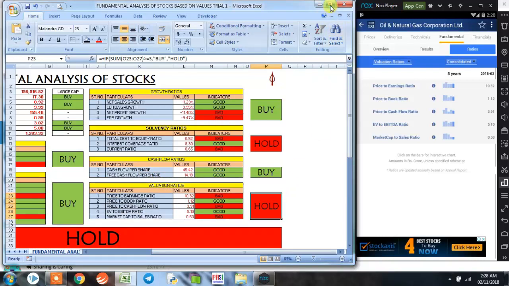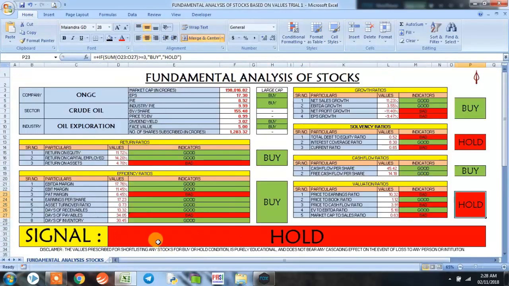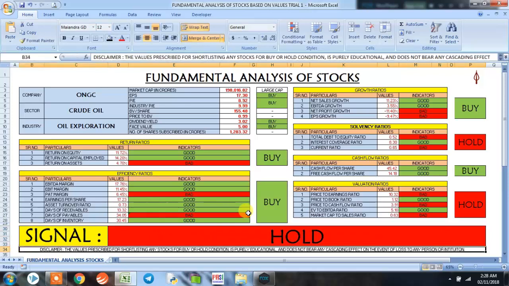Now the program in its entirety has given us a signal to not to invest in this company at this point of time.